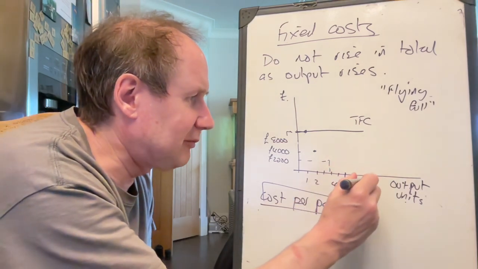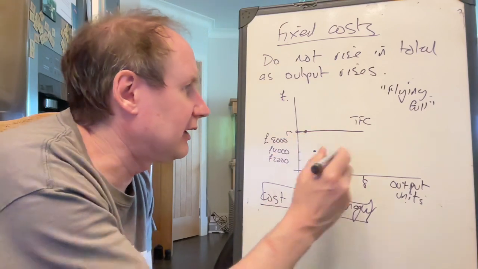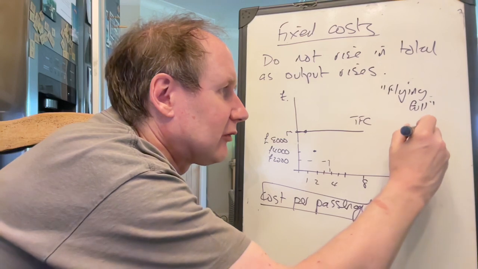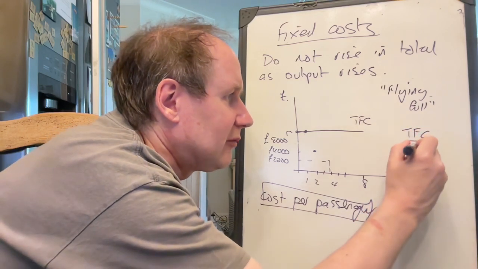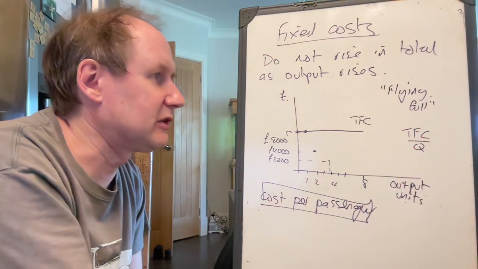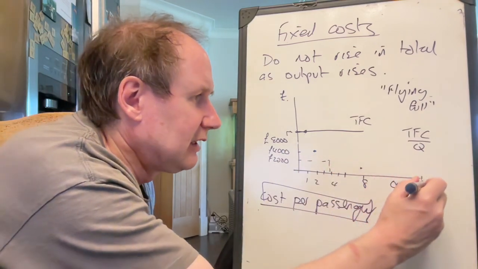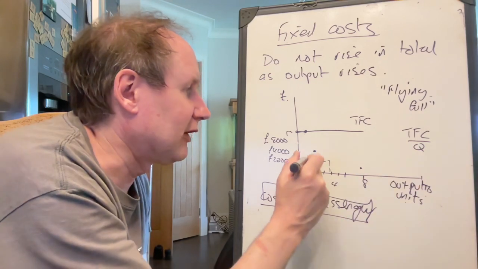If you had 8 passengers, 8,000 divided. What you can see we're doing here is we're taking our total fixed cost and we're dividing by the quantity, the number of passengers. So this is £8,000 over 8, is 1,000. If I had 16, it would be £500.